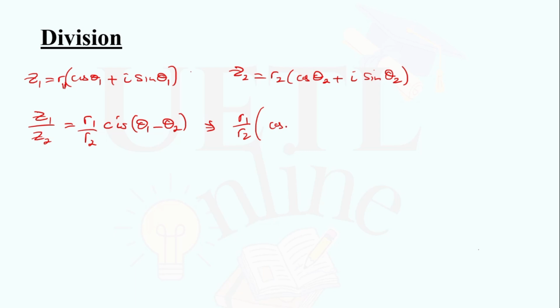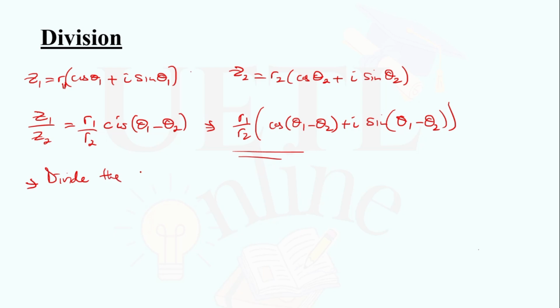This gives us the full form, which is r1 over r2 times cos of theta 1 minus theta 2, plus i sin of theta 1 minus theta 2. This becomes our solution. Now our duty is just to simplify this, and we have successfully found z1 over z2. Now you can see the reason why we choose to use polar form. Let's write our steps here. The first step is to divide the moduli. After dividing the moduli, the next step is to subtract the arguments.